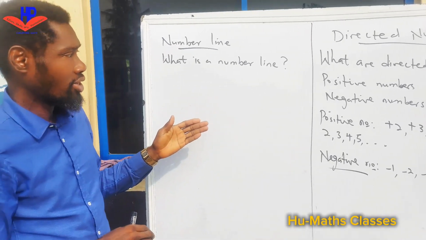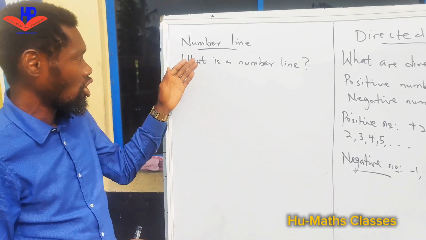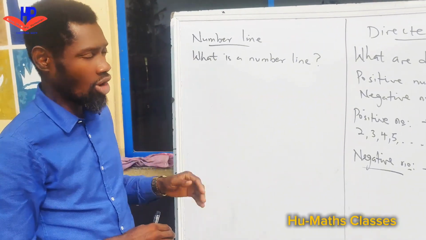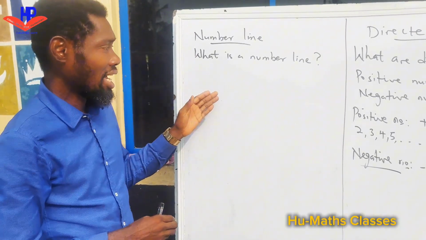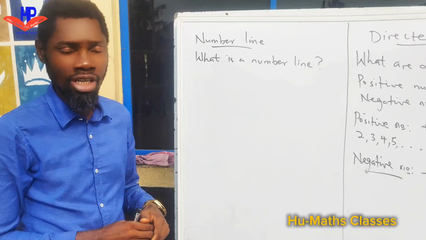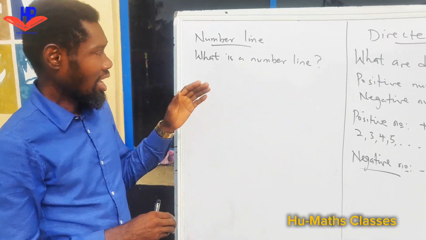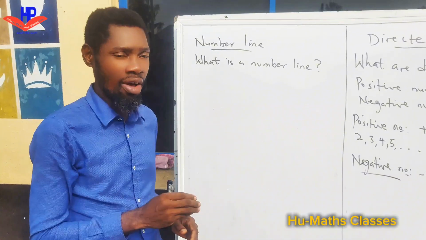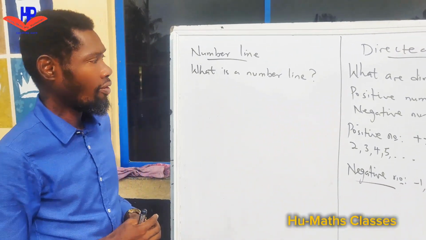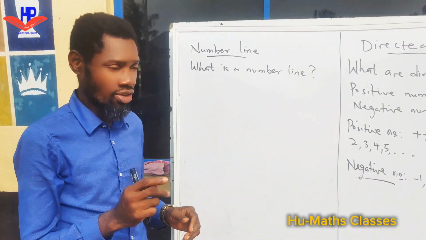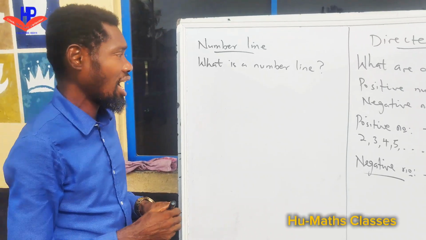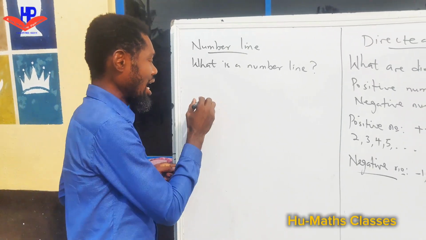We are going to operate on these directed numbers using the number line. So we need to understand what a number line is. A number line is simply a graphical representation of the directed numbers on a straight line. So we're going to have a straight line.